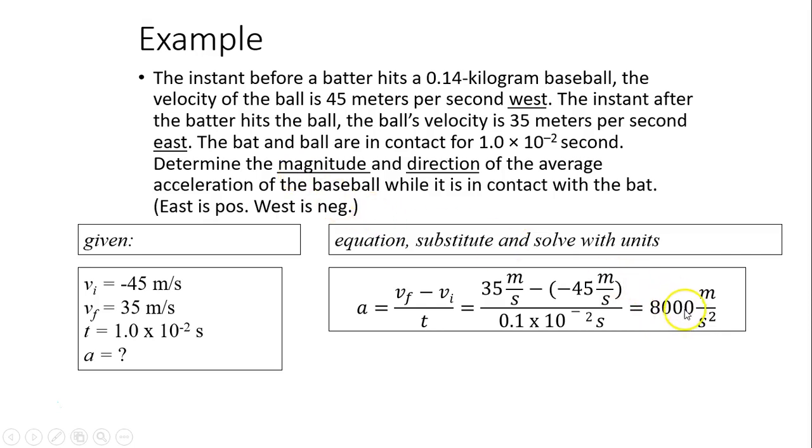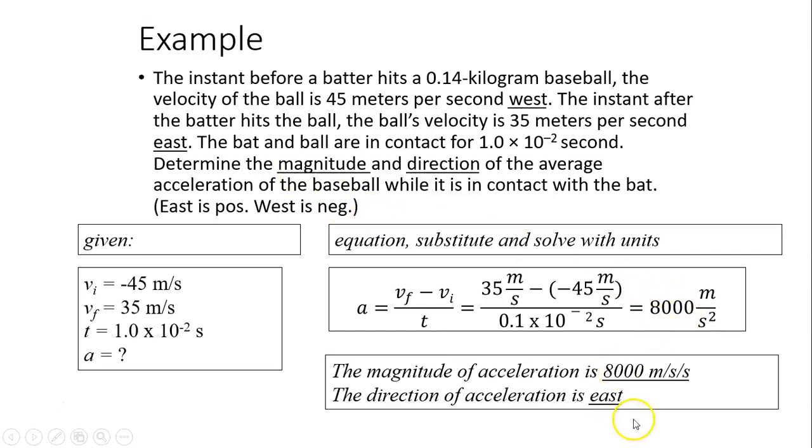So what is the magnitude and direction for this number? The magnitude is just this number, right? How big it is: 8,000 meters per second squared, or per second per second. What's the direction? This is changing direction, so the direction is the same as the final. Final is east, so the direction of acceleration is east. Another way to figure it out is that the answer is positive. Positive is east.